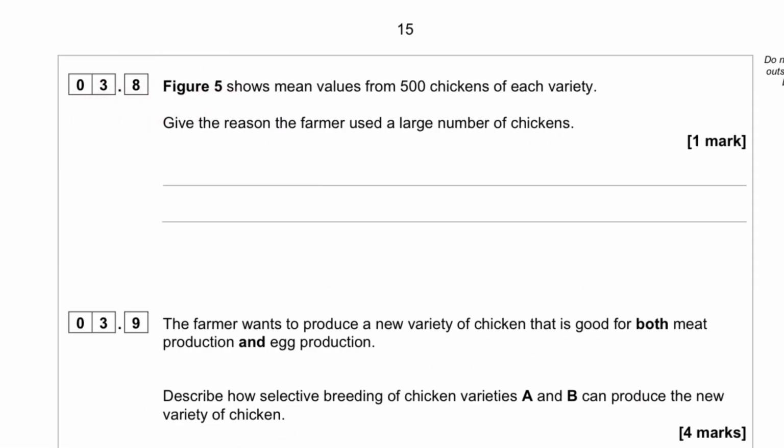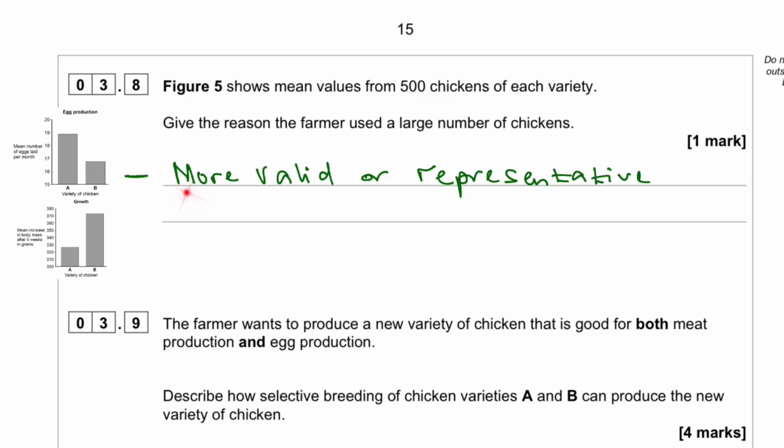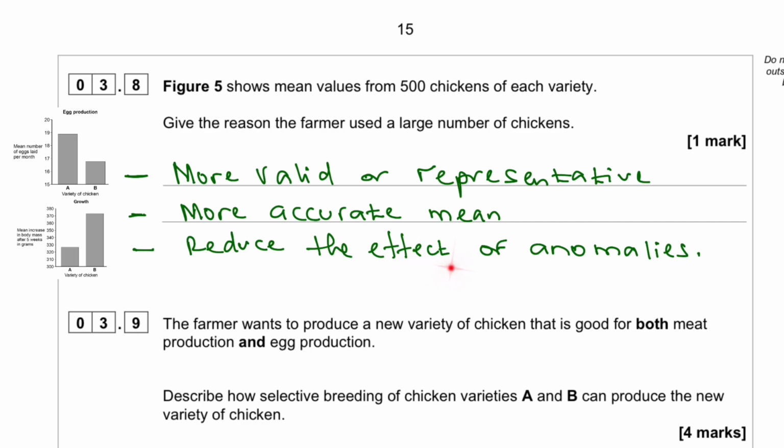Question 3.8. Figure 5 shows mean values from 500 chickens of each variety. Give the reason the farmer used a large number of chickens. Well, we're talking about a large sample here, and so more valid or representative, because the bigger the sample size, the better the representation. More accurate mean, so you get a more accurate average. Finally, you could say reduce the effect of anomalies, and so any of these would do.